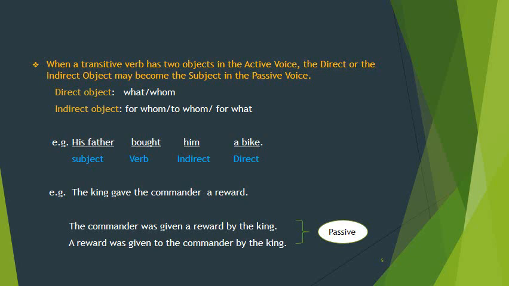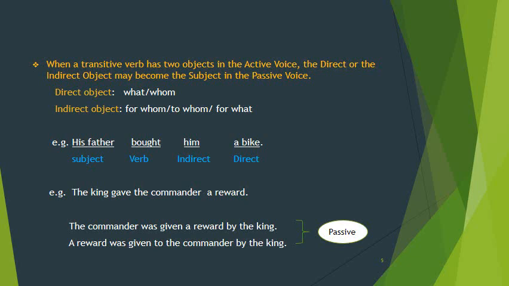Transitive means passing over. So transitive verb is a verb that denotes an action which passes over from the subject to an object. Direct object is usually the name of something and gives the answer of what or whom. Indirect object denotes the person to whom something is given or for whom something is done.